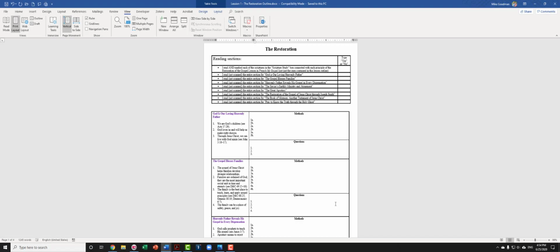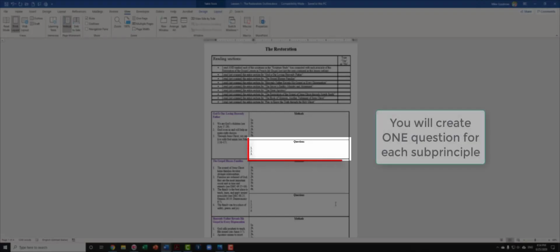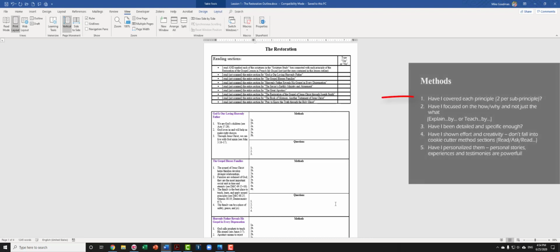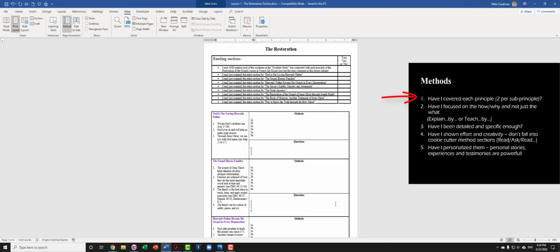After you finish the 2 methods, you will then create 1 question you could ask the investigator to check their understanding of each sub-principle after you have taught it. Now catch that. You ask these questions after you have taught them. When we grade your methods, we'll use the following criteria. First, number 1, are there 2 methods per sub-principle? That's pretty straightforward. Second, is the focus on how and why and not the what?